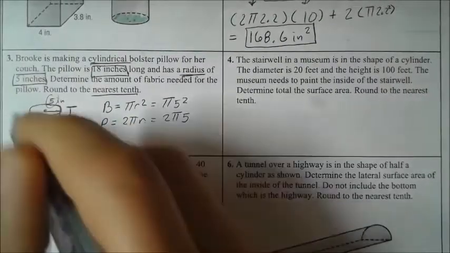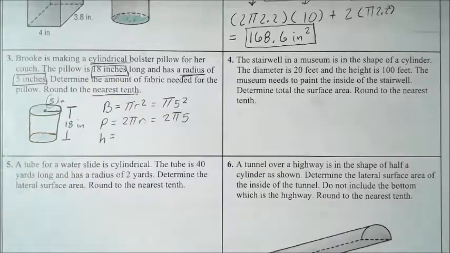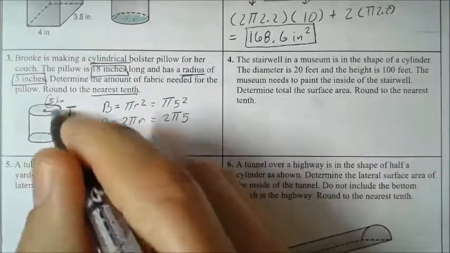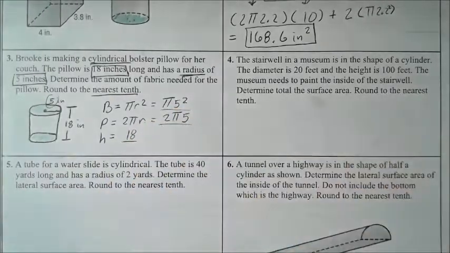And you know what? I skipped a step. I forgot to shade those in. Make sure you do that. Alright, and the distance between our two bases is 18. So now we have everything we need to know to set up our equation.